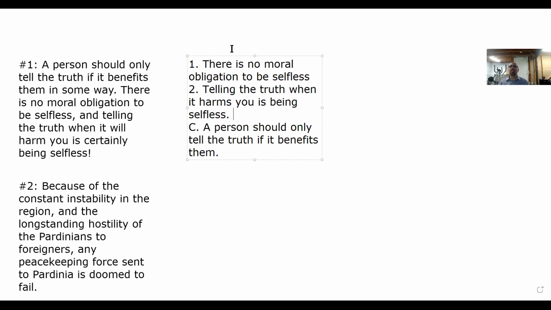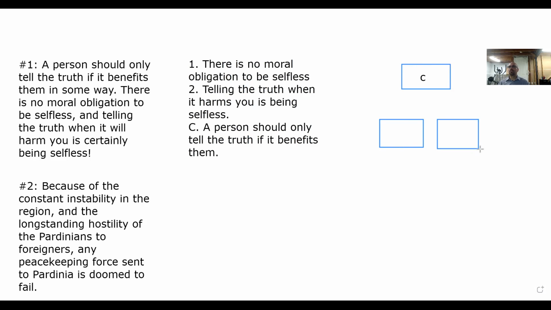All right. Since these are simple problems, all we need to do now is figure out what kind of support the premises offer to the conclusion. And we can use the same test that we did last time. We can try using either of these by themselves and see if they give us a reason to believe that the conclusion is true.